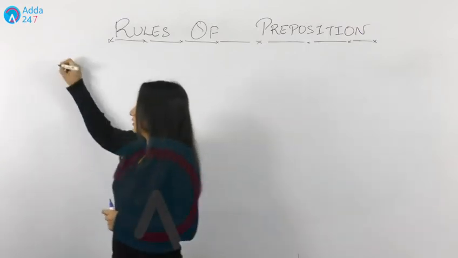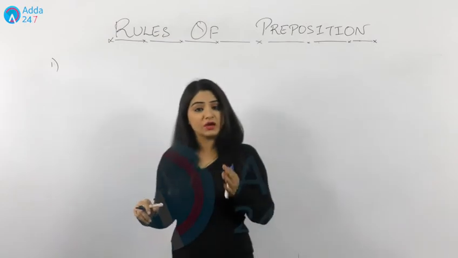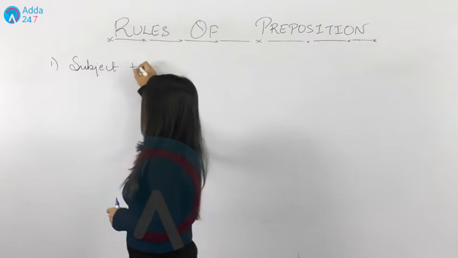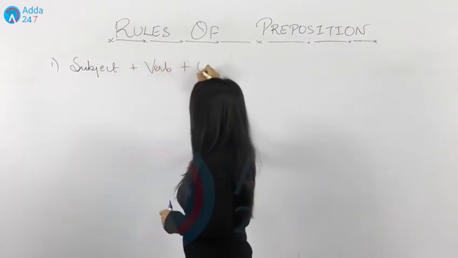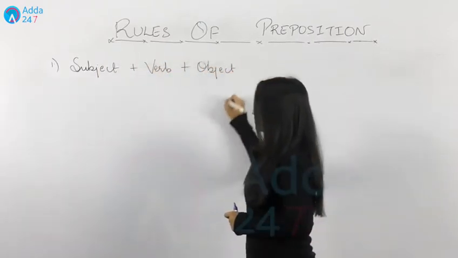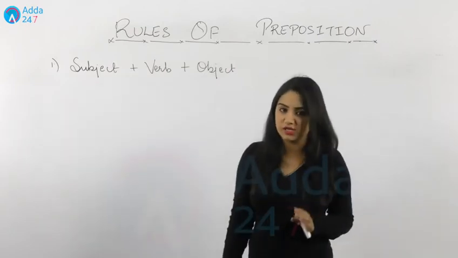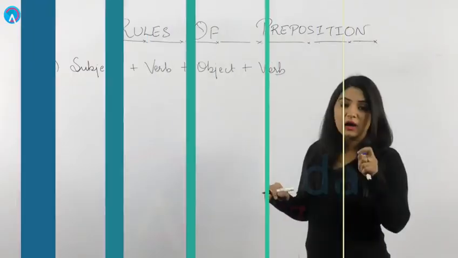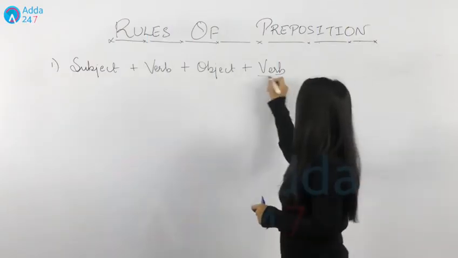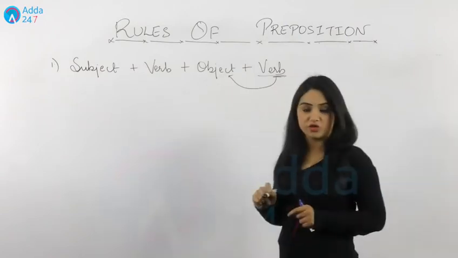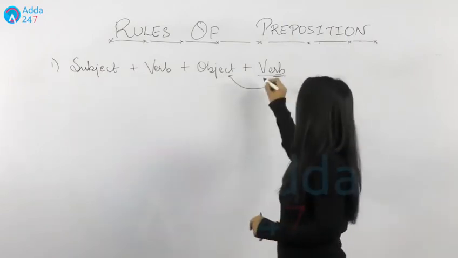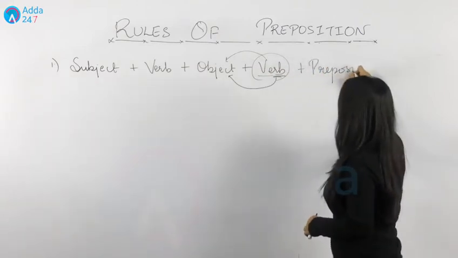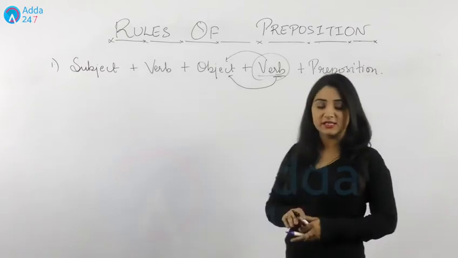So the first rule is, sometimes we have the subject in the sentence, then we have the verb, and after that we have an object. This is the general structure of a sentence, isn't it? But there are times when we have another verb after the main verb, and this verb is related to the object. In this condition, we place a preposition at the end of the sentence.